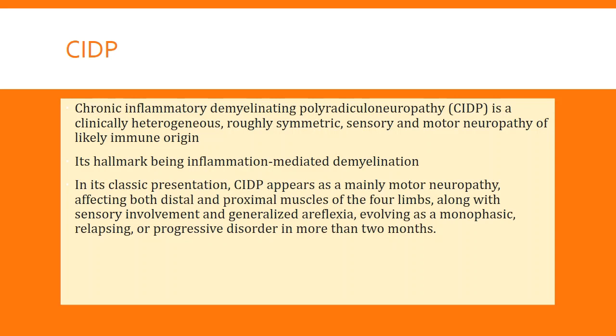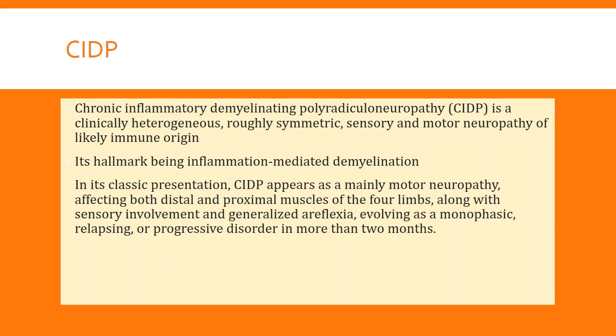Now coming to CIDP, or chronic inflammatory demyelinating polyneuropathy, or polyradiculoneuropathy. Okay, now this condition will basically be discussed in detail when we discuss the nerve biopsies, but for now just highlighting the main points. CIDP is a clinically heterogeneous, symmetric sensory and motor neuropathy of immune origin, mainly motor. Okay, so the classical presentation is a motor neuropathy affecting both the distal and the proximal muscles of the forelimb, along with the sensory involvement. There is generalized areflexia evolving as a monophasic, relapsing or progressive disorder over more than 2 months.